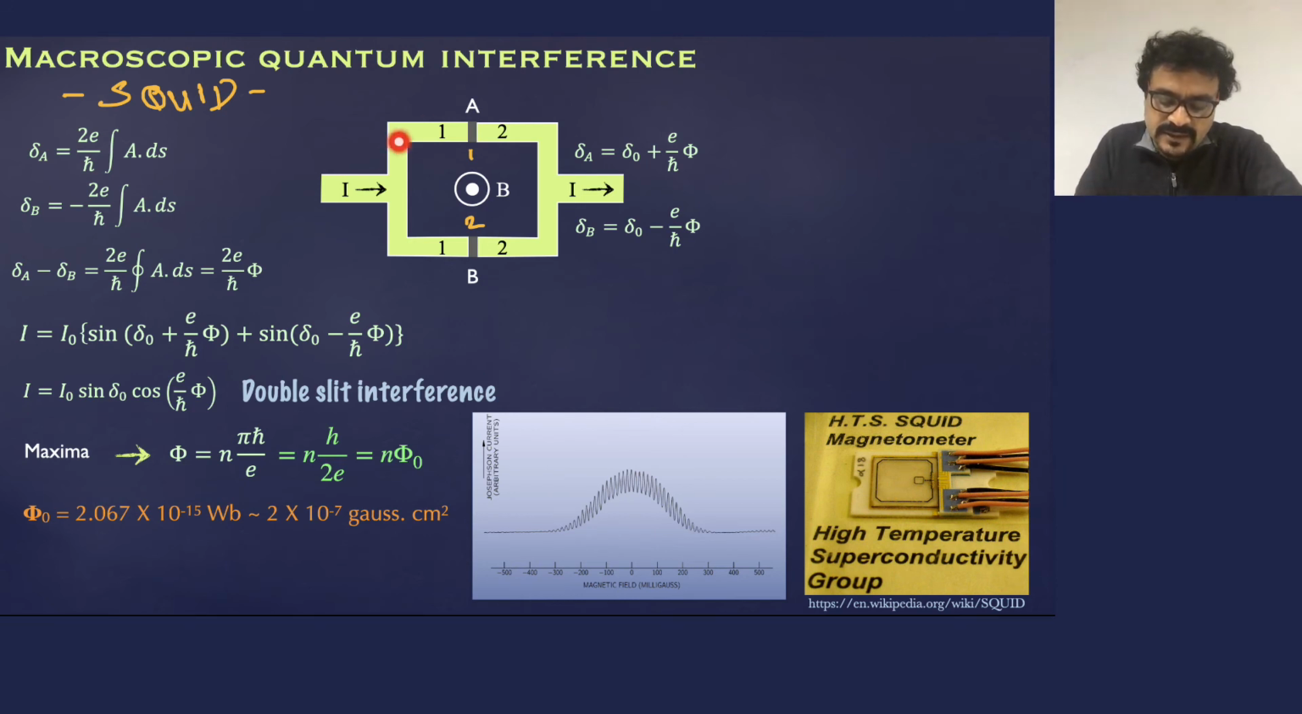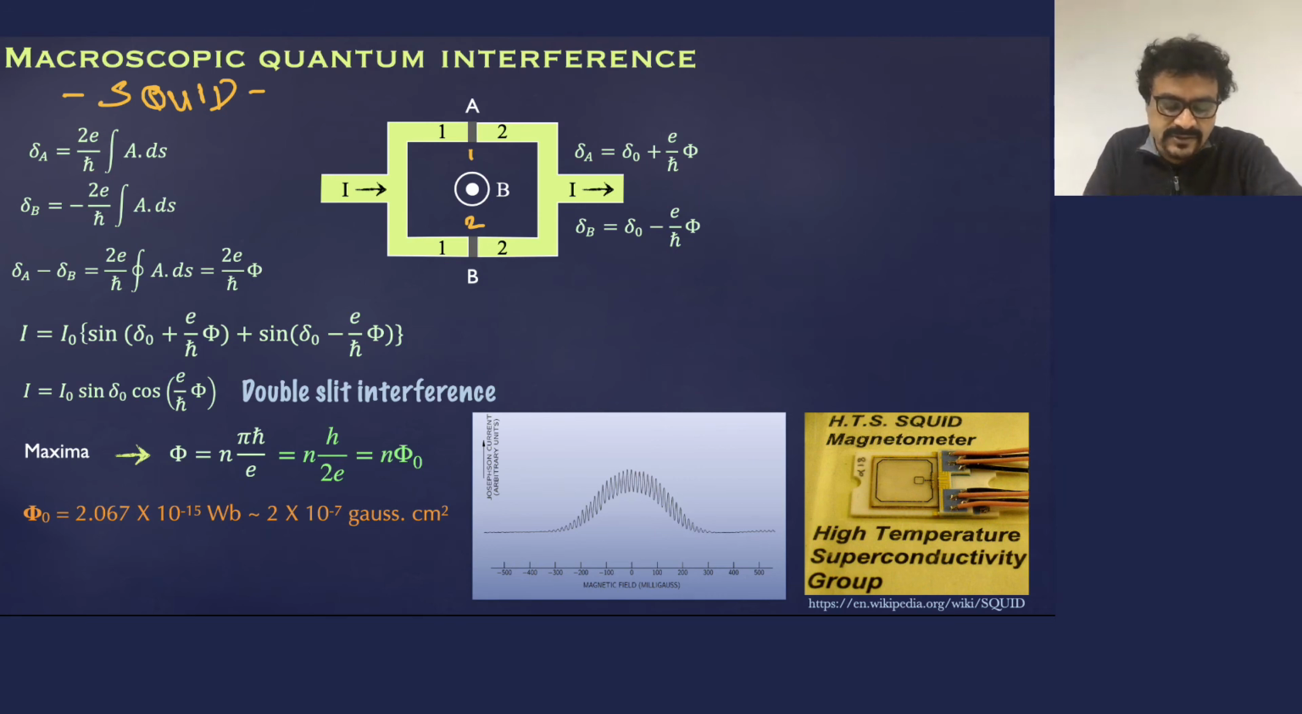You have one superconductor on the source side and another superconductor on the drain side, and they are merged through two Josephson junctions, A and B. Now, we know this is an Aharonov ring configuration, so we also have a magnetic field running normal to the plane, perpendicular to this plane.